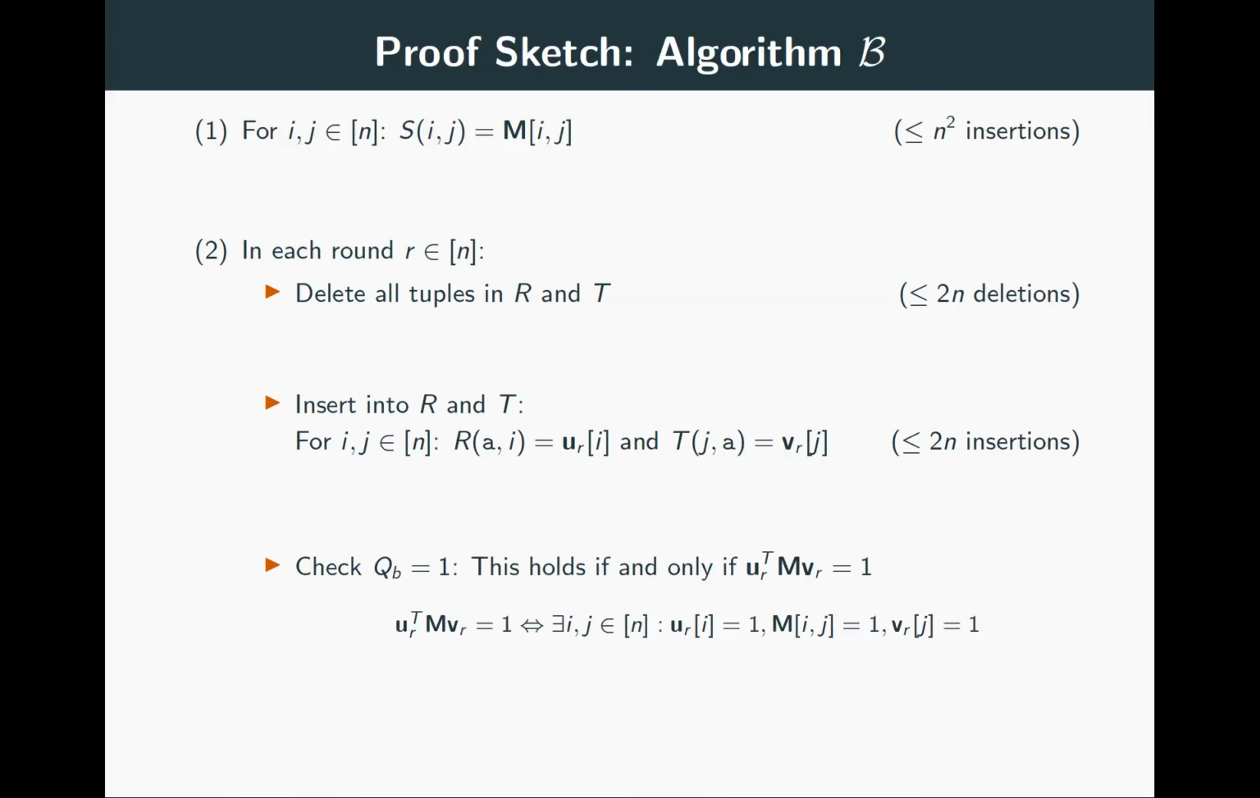And then I check, and that is the enumeration phase. I check whether Q_B is 1. So I have to evaluate the query. My oracle evaluates the query. And this holds if and only if the multiplication of the vectors with the matrix is 1. I already explained why before, and I also gave you an example. So now what is clear is that B constructs a database of size O(n²), because we have this M like that and the others are just linear.